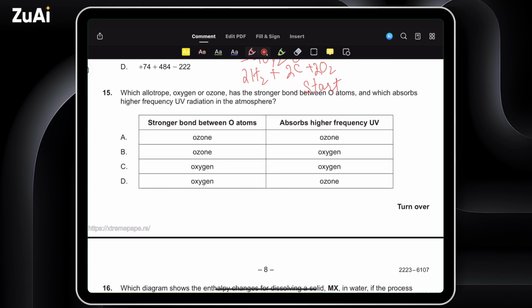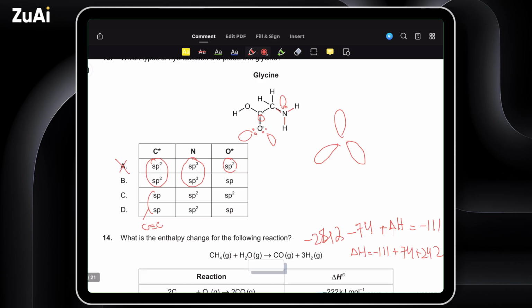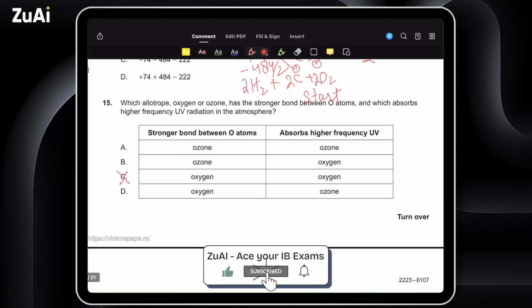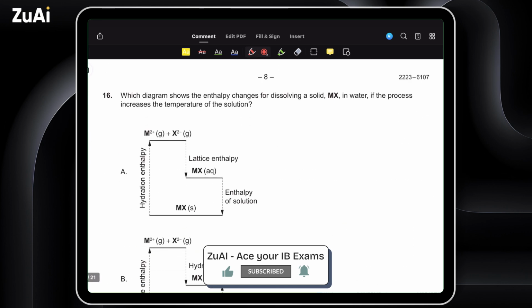Which allotrope, oxygen or ozone, has a stronger bond between oxygen atoms? So of course, the stronger bond should be oxygen, and it absorbs higher, because the stronger the bond, the higher the frequency of UV light which it absorbs.